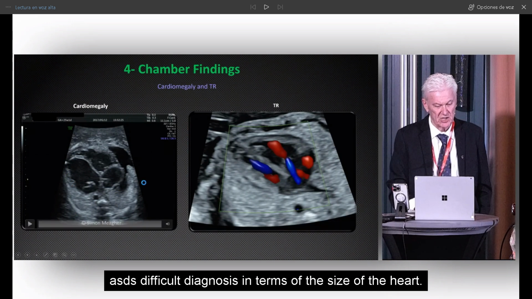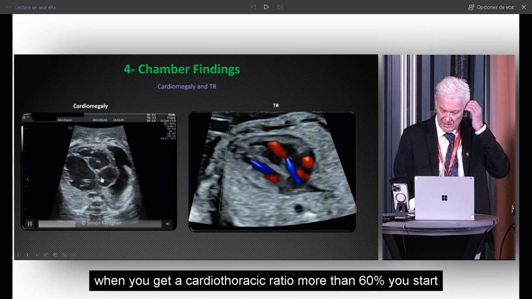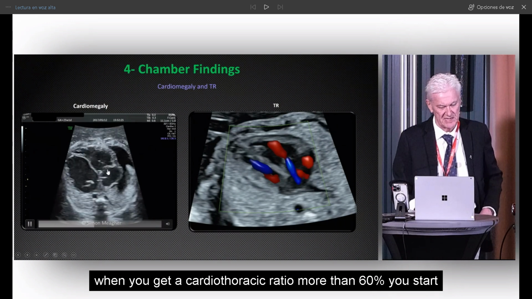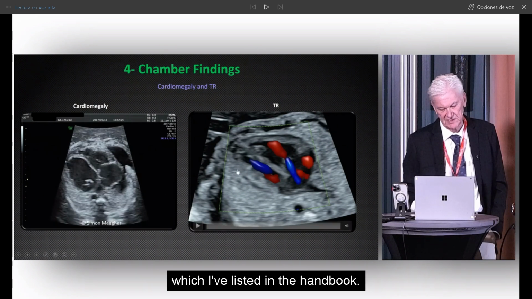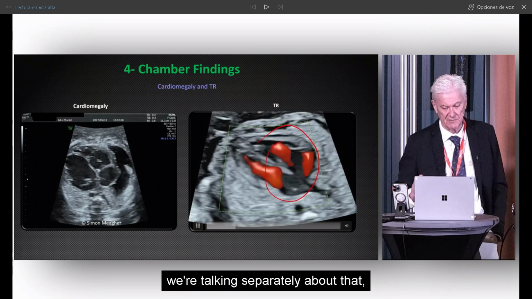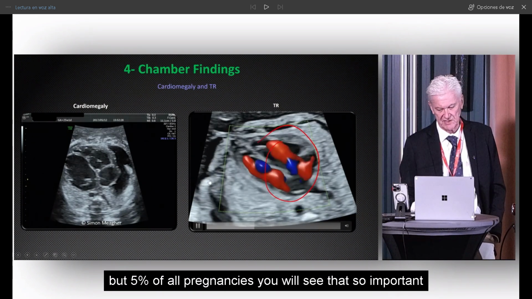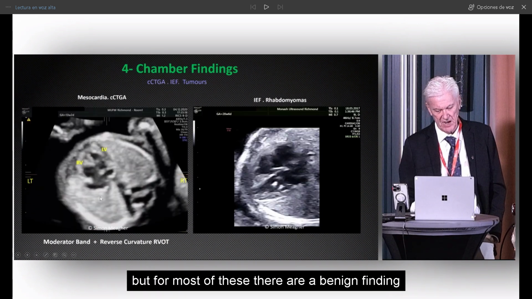In terms of the size of the heart, if you look at the ISUOG guidelines, when you get a cardiothoracic ratio more than 60%, you start needing to get suspicious of all the differential diagnoses which I've listed in the handbook. Tricuspid valve regurgitation, I'll be talking separately about that, but 5% of all pregnancies you will see that. So important to get your settings right. But for most of these, there is a benign finding.